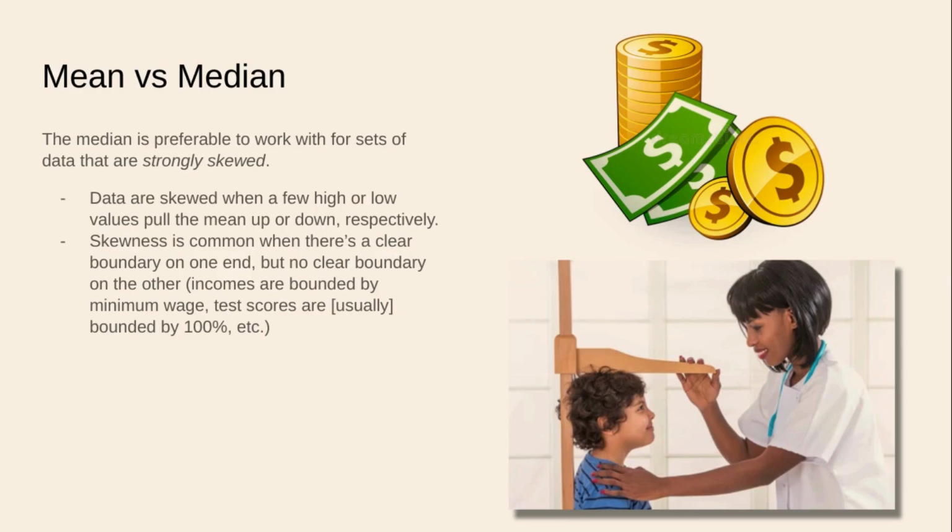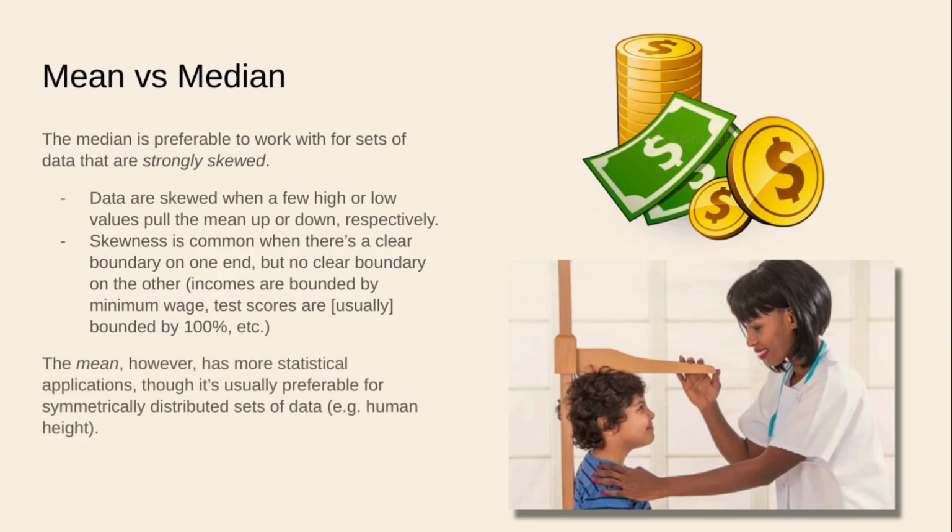The mean, however, has more statistical applications. That is the understatement of the day. The mean and its partner in crime, the standard deviation, are probably the two most important calculations in all of statistics. Actually, scratch that. They are the two most important calculations in all of statistics. Which one's more important? Silly question. They're both equally important, all right? The mean has more statistical applications by a lot than the median.